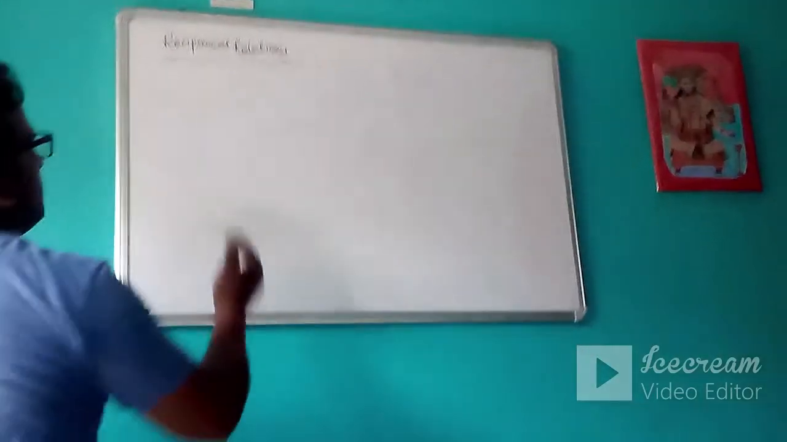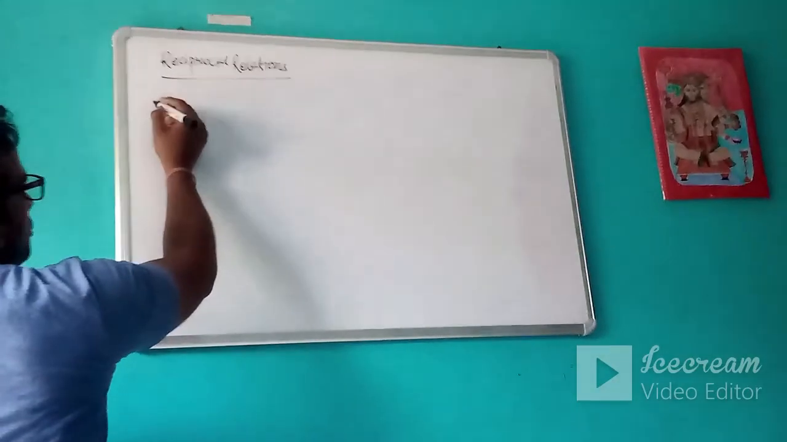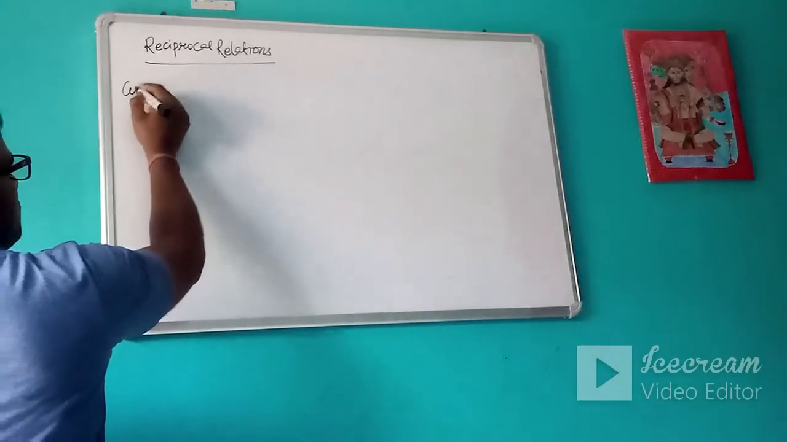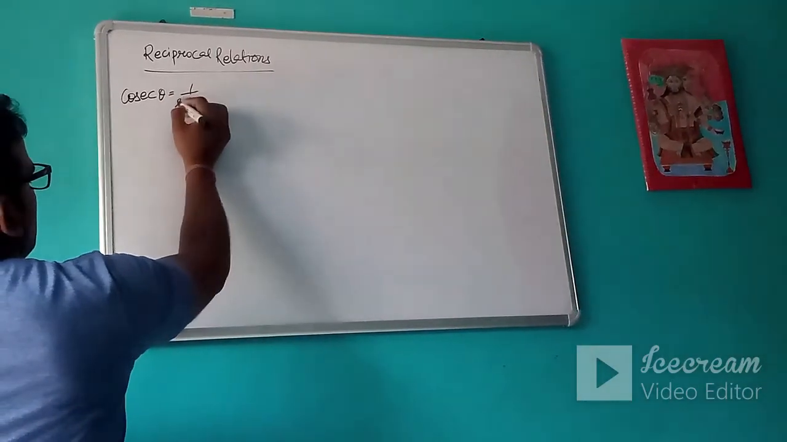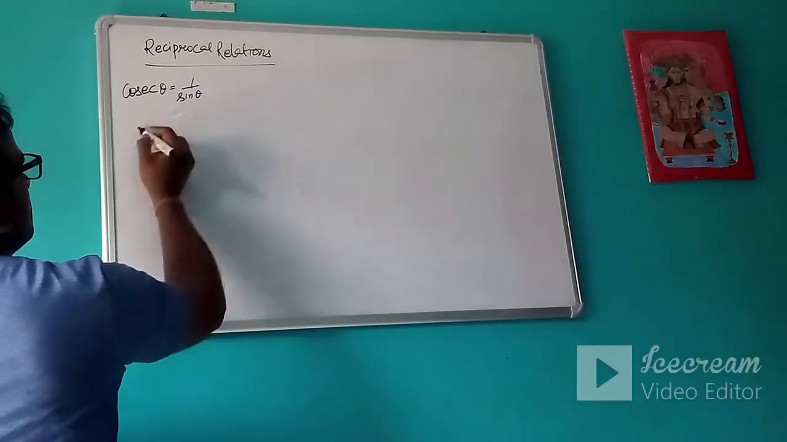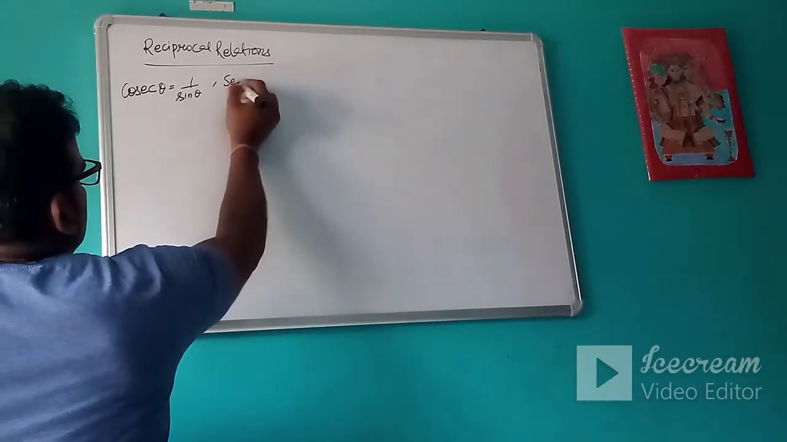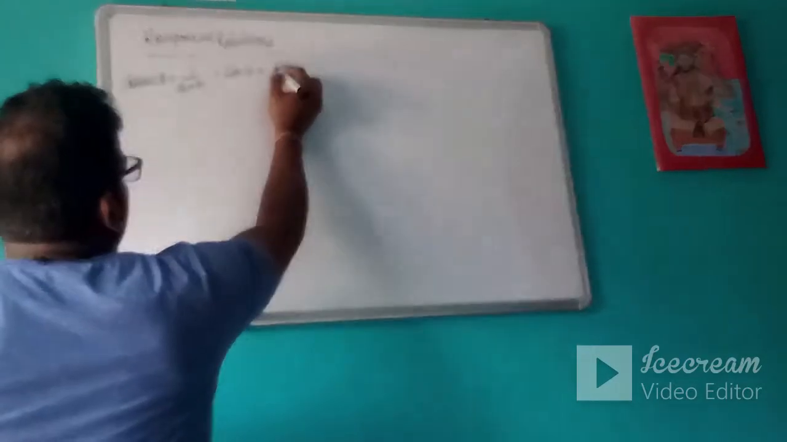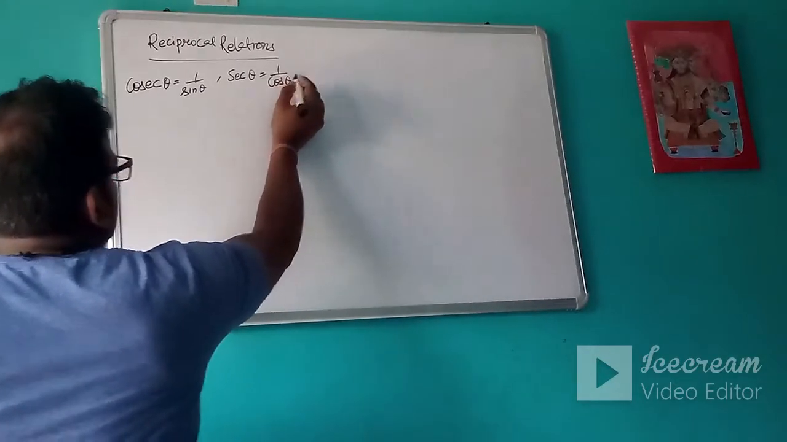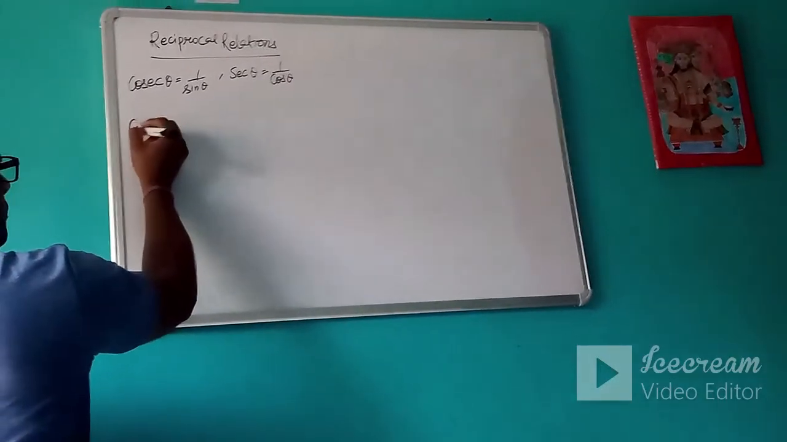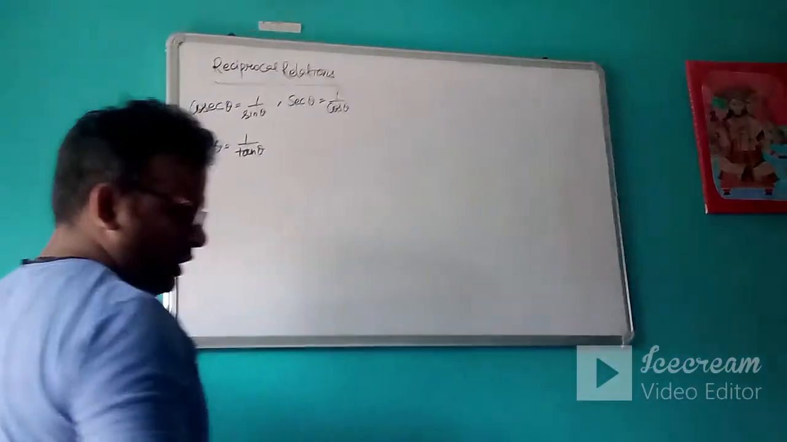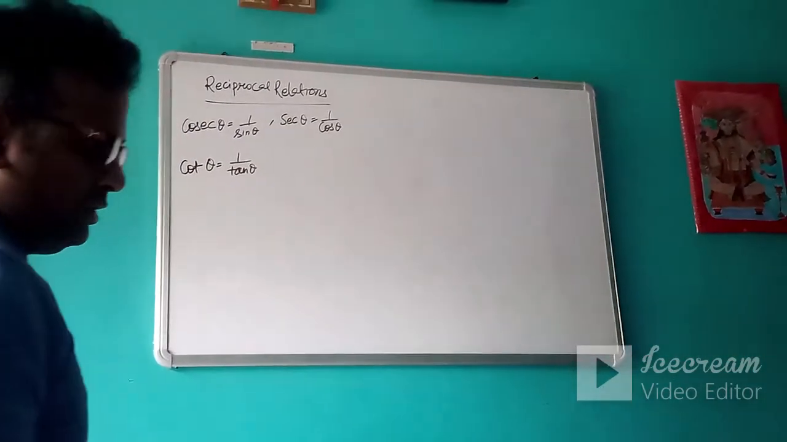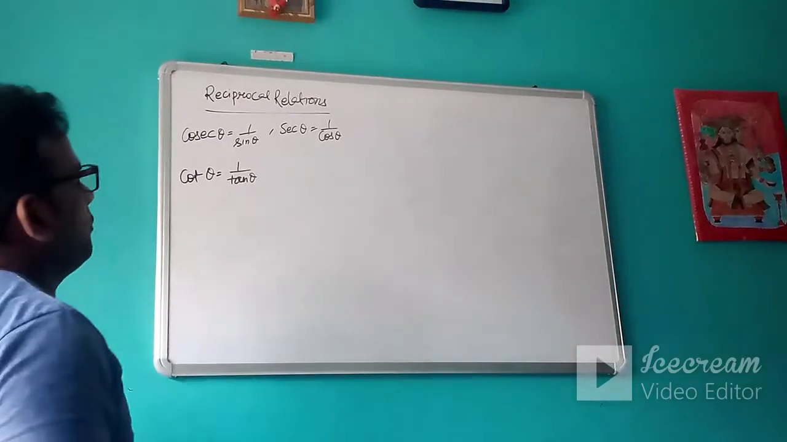First, these reciprocal relations that I have also told you previously. So let's review them. What is cosec theta? It is 1 upon sine of theta. Then what is sec of theta? It is 1 upon cos of theta. Then again, what is cot of theta? 1 upon tan of theta. So if you remember these few reciprocal relations, they will be useful for you.